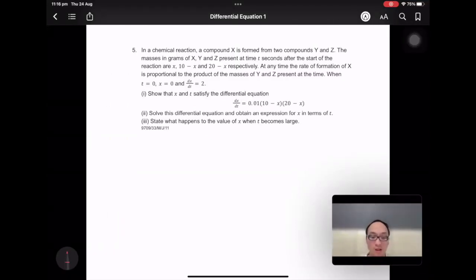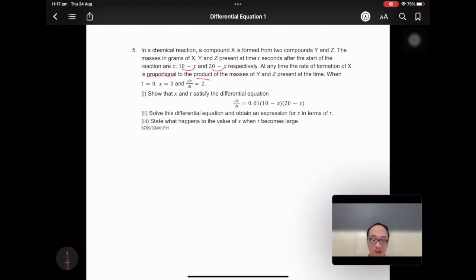In a chemical reaction, a compound X is formed from two compounds Y and Z. The masses in grams of X, Y, Z present at the time t seconds after the start of the reaction are x, 10 minus x, and 20 minus x respectively. At any time, the rate of formation of X is proportional to the product of the masses of Y and Z. So we highlight this proportional. So later on, we will have to multiply the mass of Y and the mass of Z.